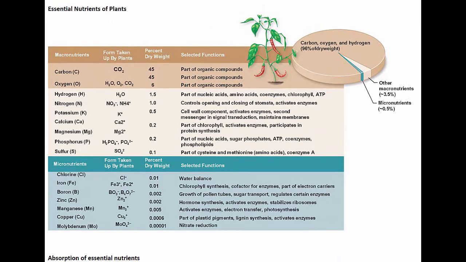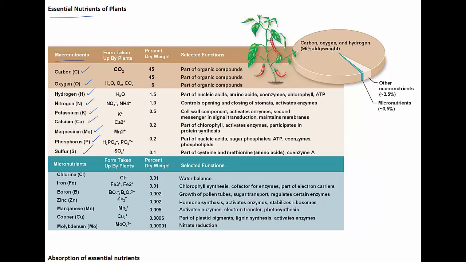The elements that plants absorb in order to construct these organic molecules are called essential nutrients. And there are at least 16 elements essential to all plants. Nine of these are macronutrients, which means they're needed in large amounts. And these are carbon, oxygen, hydrogen, nitrogen, potassium, calcium, magnesium, phosphorus, and sulfur.